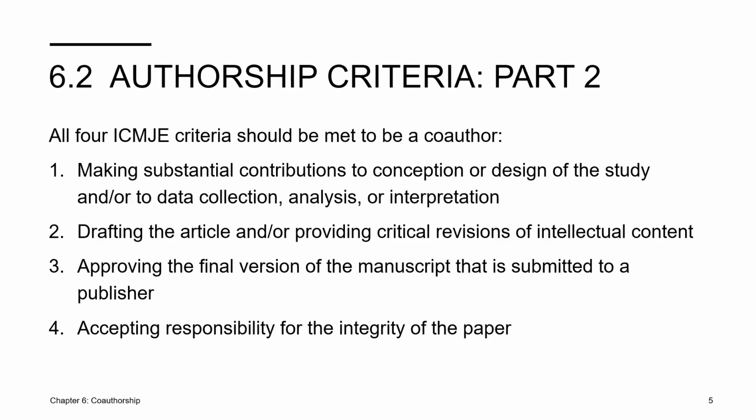The second is either drafting the article and/or providing critical revisions of the intellectual content. So you don't have to write the full article to be an author. You may be someone who provides feedback on the article, but just reviewing it and saying you have no feedback doesn't usually cut it. Three is approving the final version of the manuscript that's submitted to the publisher. This is really just making sure that everything is correct when it's finally submitted. And four, accepting the responsibility for the integrity of the paper.